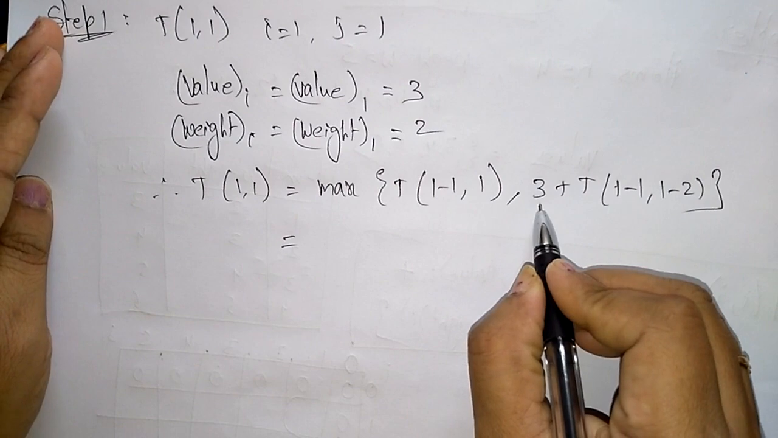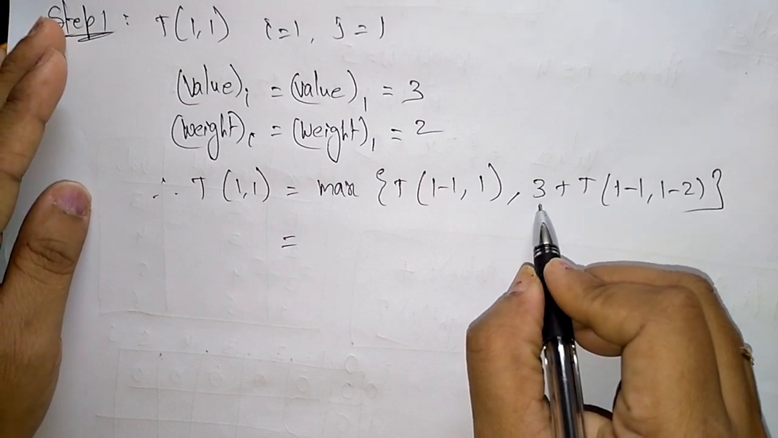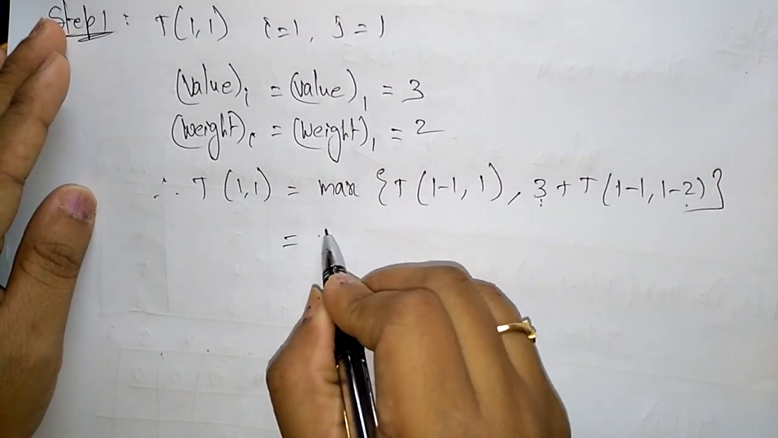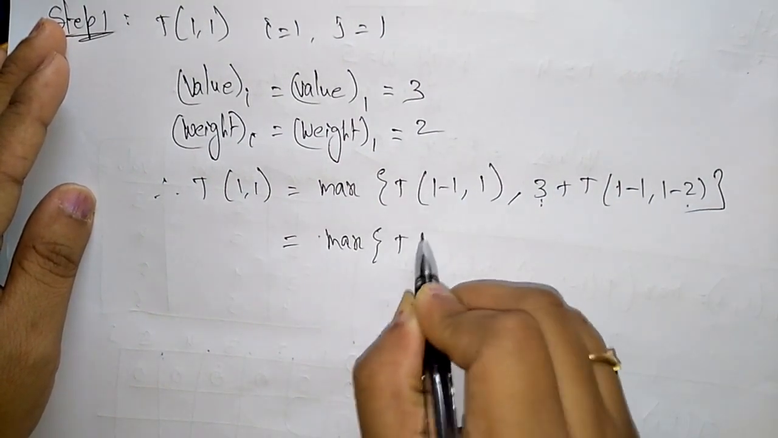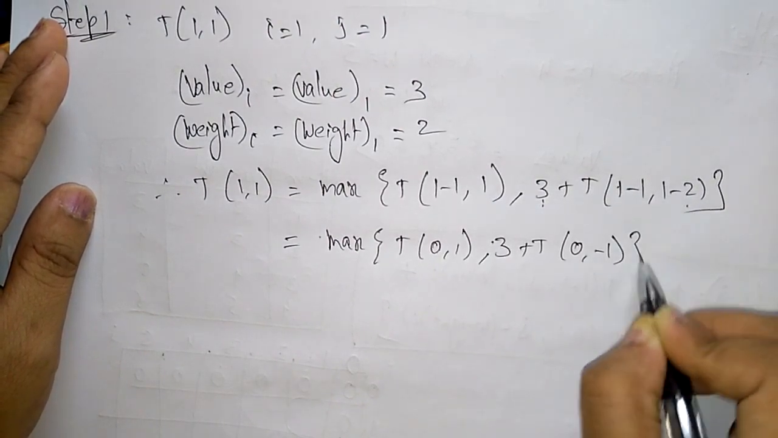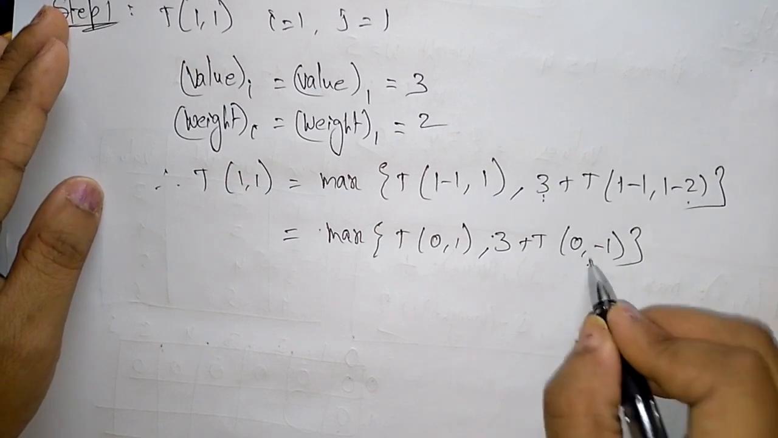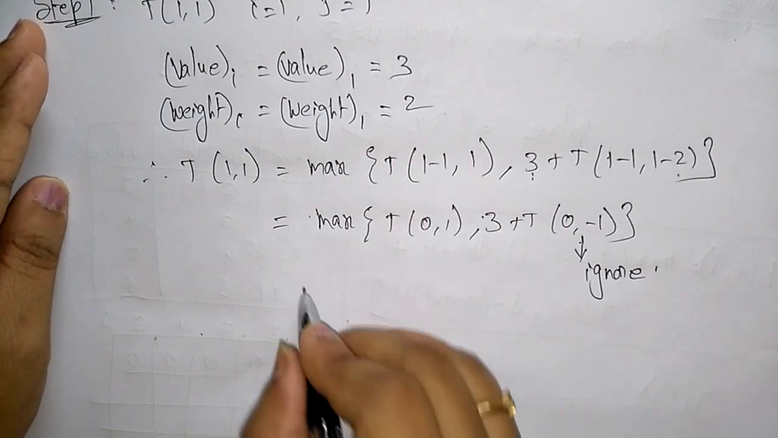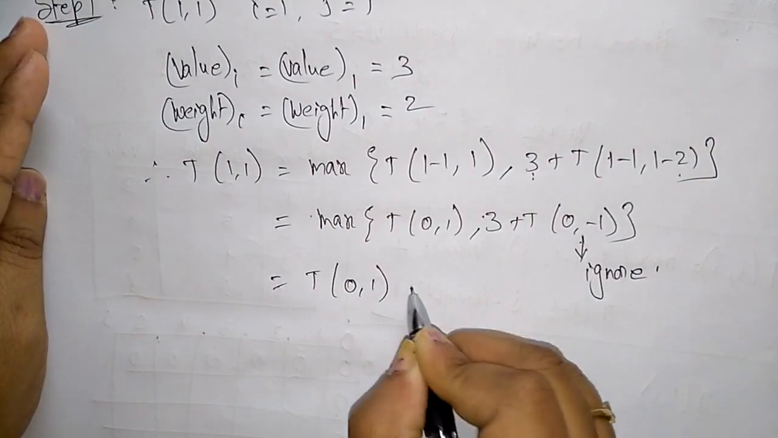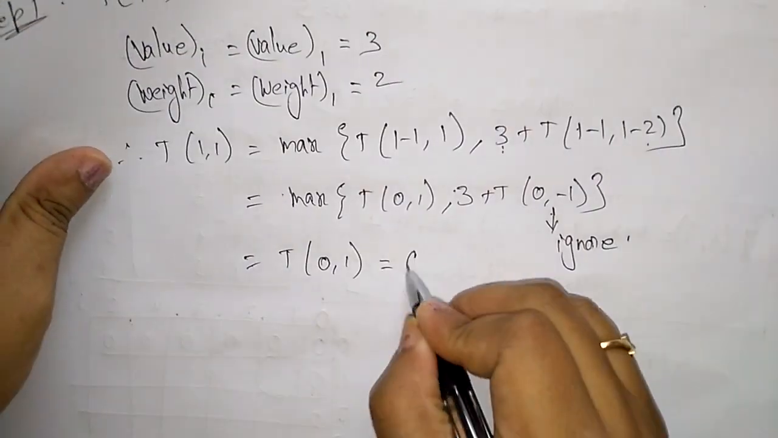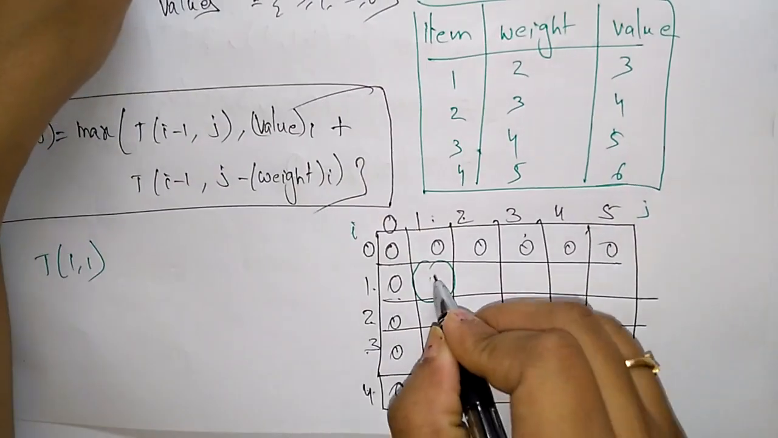So this is the weight. So this is the value and this is the weight we get. This is the value and this is the weight. Maximum of T of 0 comma 1 comma 3 plus T of 0 comma minus 1. So we get the minus 1 as a weight, so just ignore it if we get the minus 1. We won't take the negative weights. So finally, what is the value of T of 0 comma 1? It is 0. So T of 0 comma 1 we get 0.